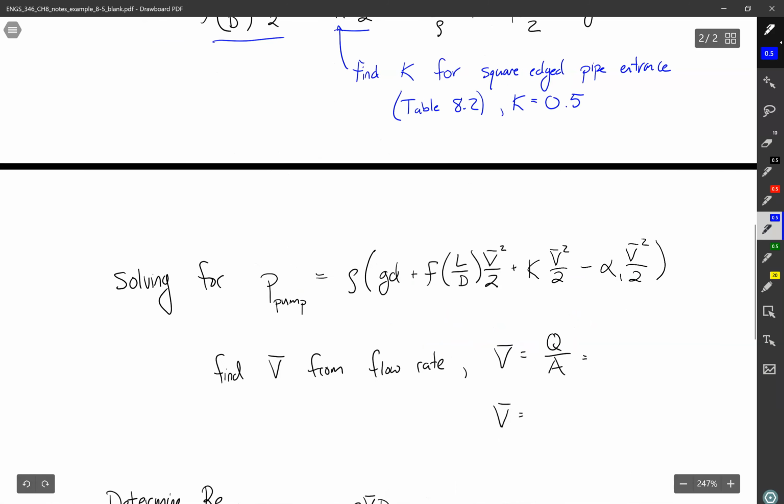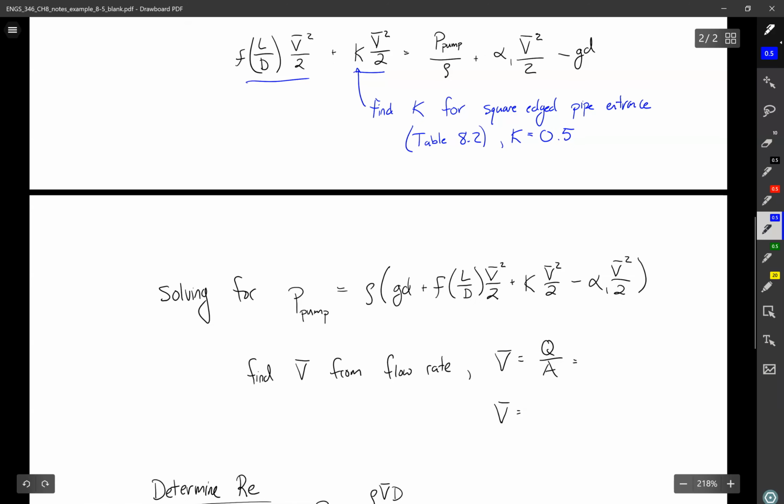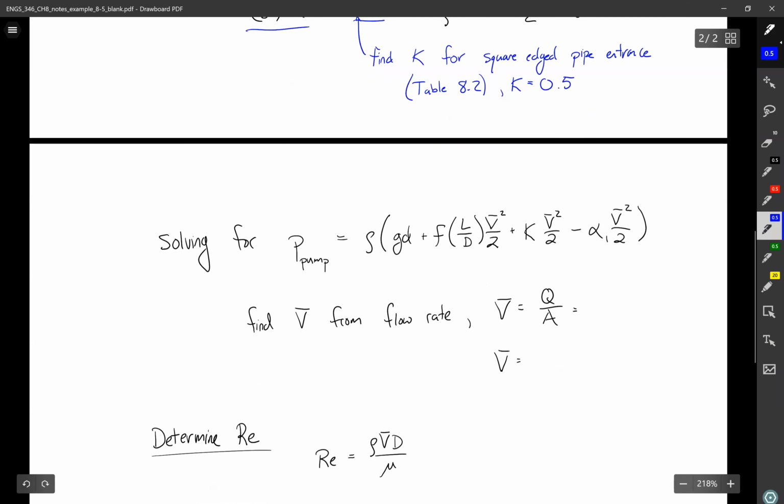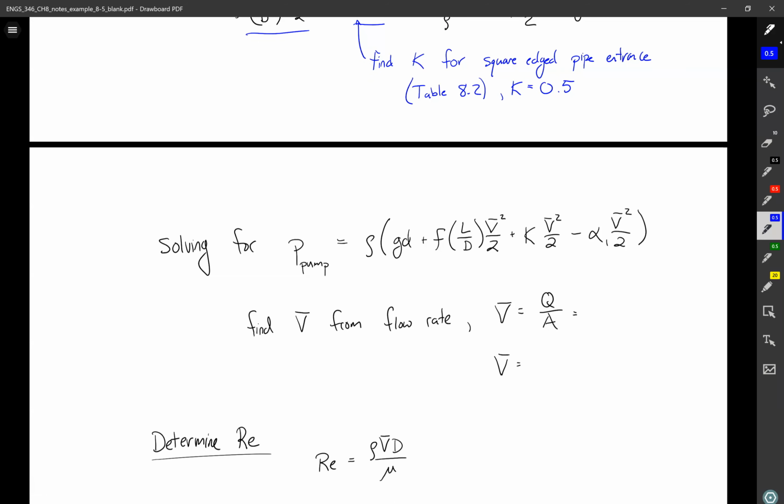When we take this equation and solve for the pump pressure, we're just solving algebraically. We would get this equation here. Now we know density, we know gravity, we know D, the depth. We don't know F yet. We know L and D, but we don't know V. So we know most of these things, but not quite all. The next thing that we have to find is the velocity.